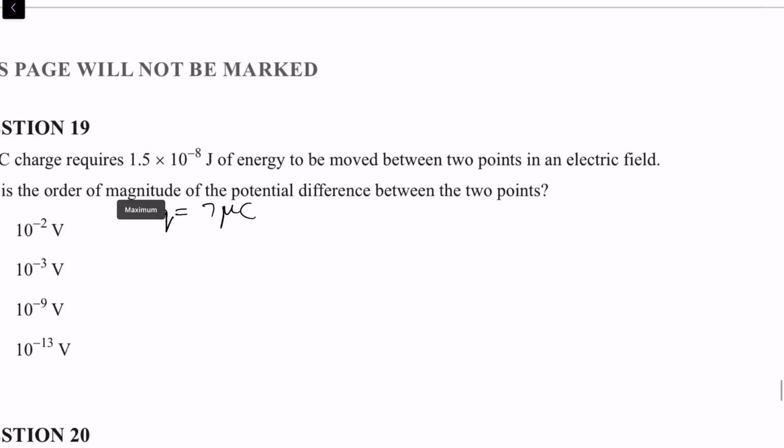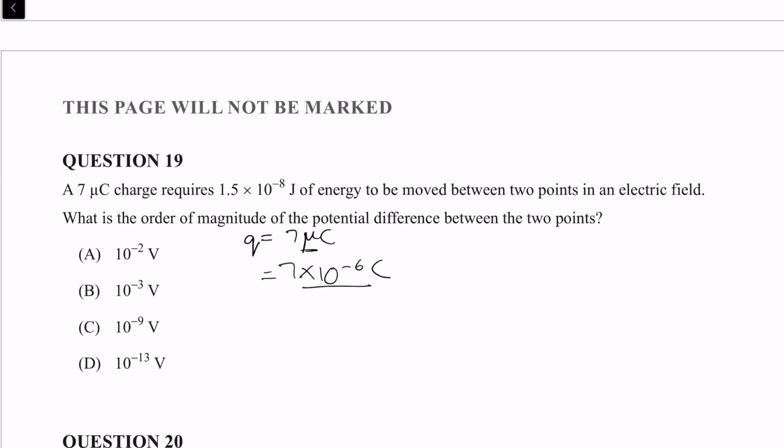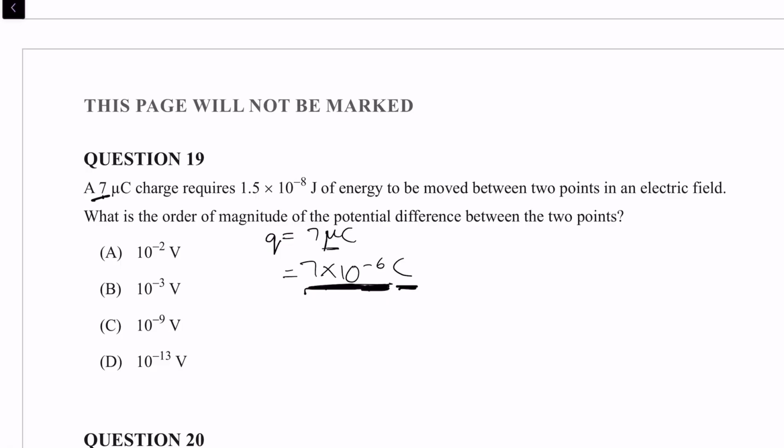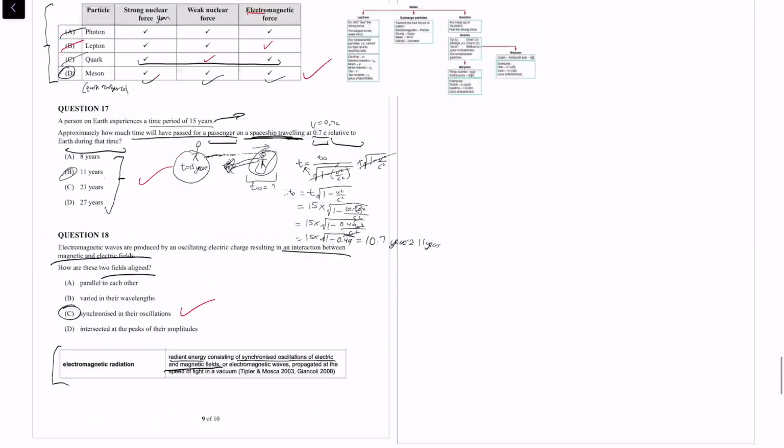So what I like to do is, because my SI unit for charge is coulombs, I like to just change that to 7 times 10 to the negative 6 coulombs, because that 10 to the negative 6 is basically what this micro symbol means. I'm just converting it, because I don't want to use the actual number 7. I want to use the correct SI unit value for my charge. Energy seems fine in joules.